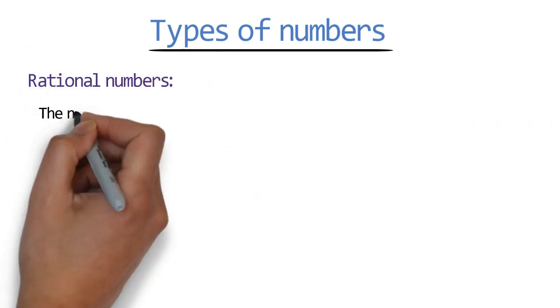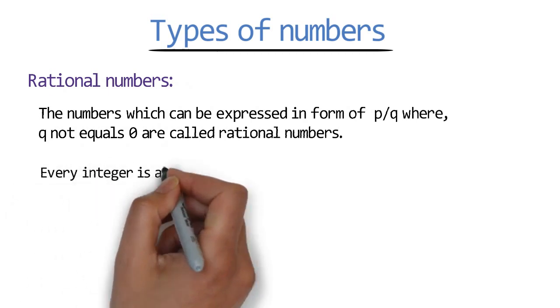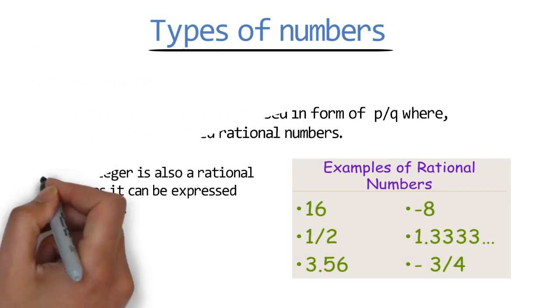Now, the rational numbers. These are the numbers which can be expressed in the form of p upon q, where q is not equal to 0. Actually, the rational numbers have a fractional part. It can either exist as a decimal point or they can be actual fractions like 1 by 2, 3 by 4, and they can also be negative or positive. Note that every integer is also a rational number as it can be expressed as integer divided by 1.